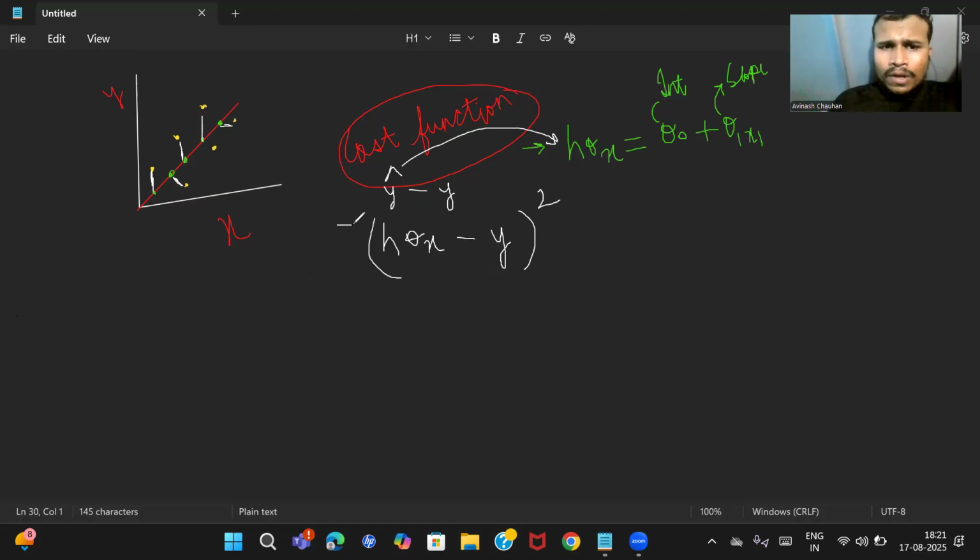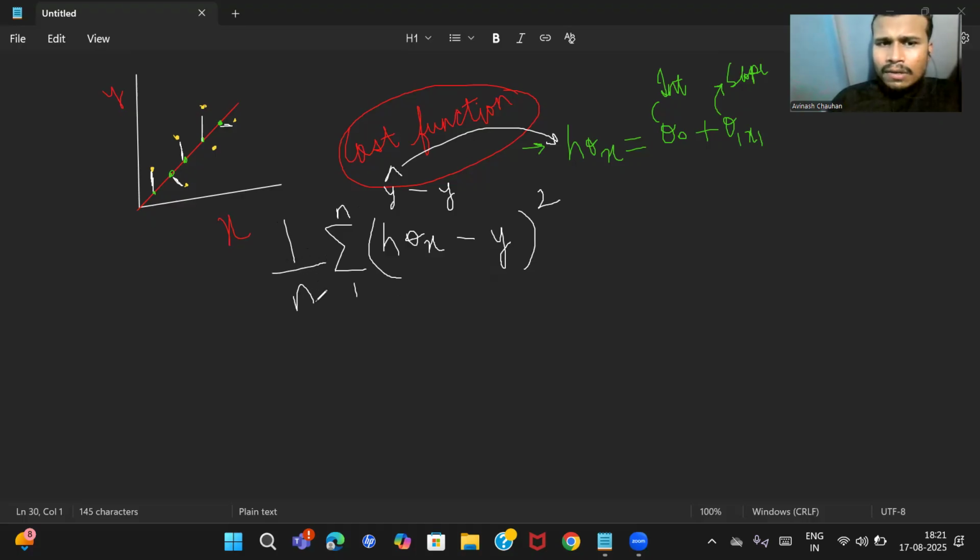And one more thing we are doing here is summation: the sum of all distances, this distance, this distance, everything, from 1 till n. And to make it an average, we divide it by n.